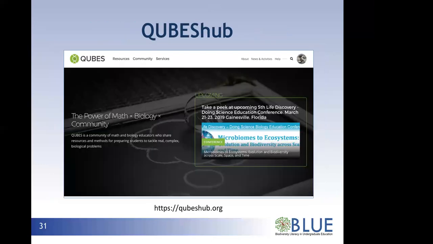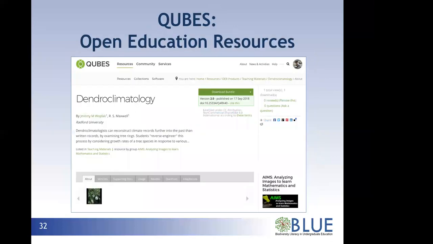The other initiative that has also come about in the last 3 or 4 years has been QUBEShub. And the QUBEShub is about building community. So it's that same idea of creating the community around math and biology education to share resources and methods for preparing students to work with data of some sort in some way. And so this aligns very well with everything that BLUE and iDigBio have been working towards. And the QUBEShub provides some infrastructure for creating these virtual communities to work on materials. And along with that, and this has just come down the pipeline and I'm super excited about it, is this concept of open education resources.